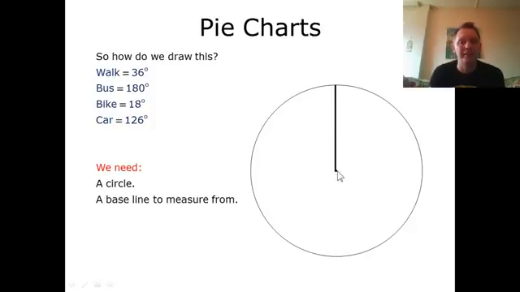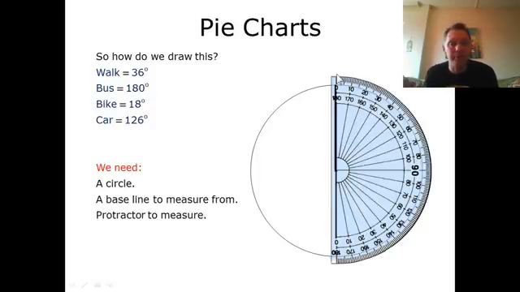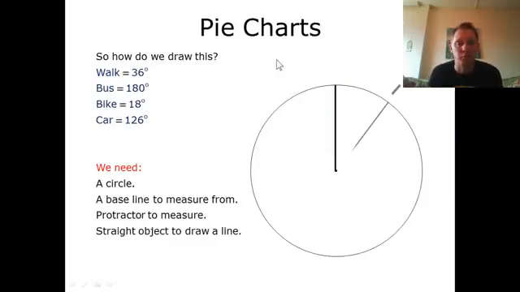Draw a line going from the centre to the circumference, so drawing a radius, because this is going to be our starting point to measure from. So first of all, we need our protractor to measure, and we're going to mark our first one, which is 36 degrees, marking that, taking the protractor away and drawing a line straight down. So now this is our first section.